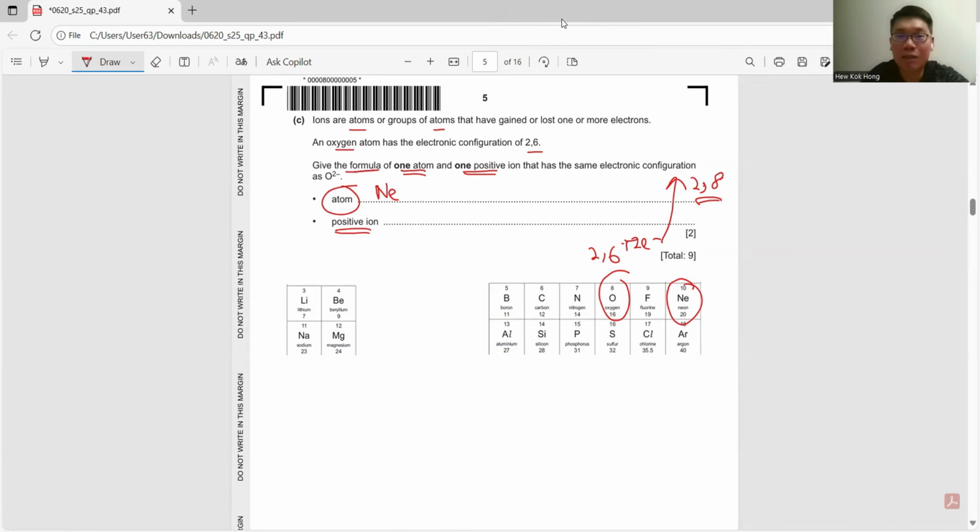Next is the positive ion. We know positive ions that will lose electrons can be these. Sodium will lose 1 electron to form Na+. Magnesium will lose 2 electrons to form Mg2+. Aluminium will lose 3 electrons to form Al3+. Any of these 3 answers will do. They only request one of the ions, so you just choose one of them.